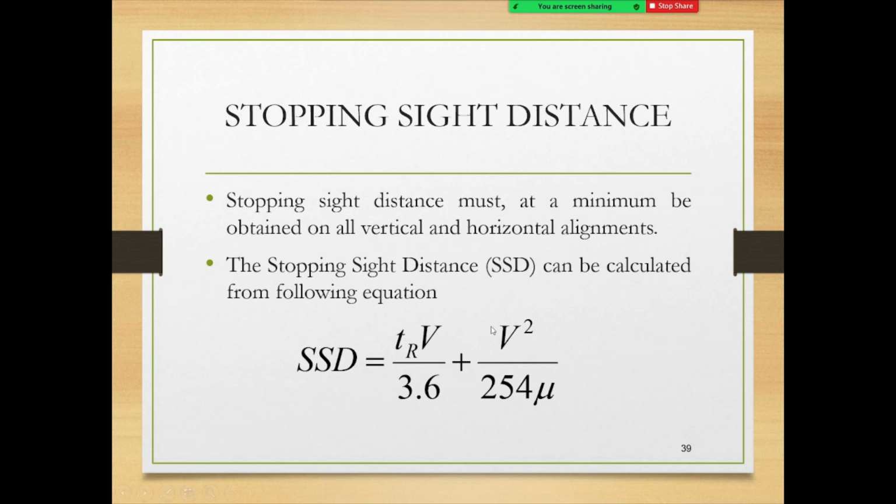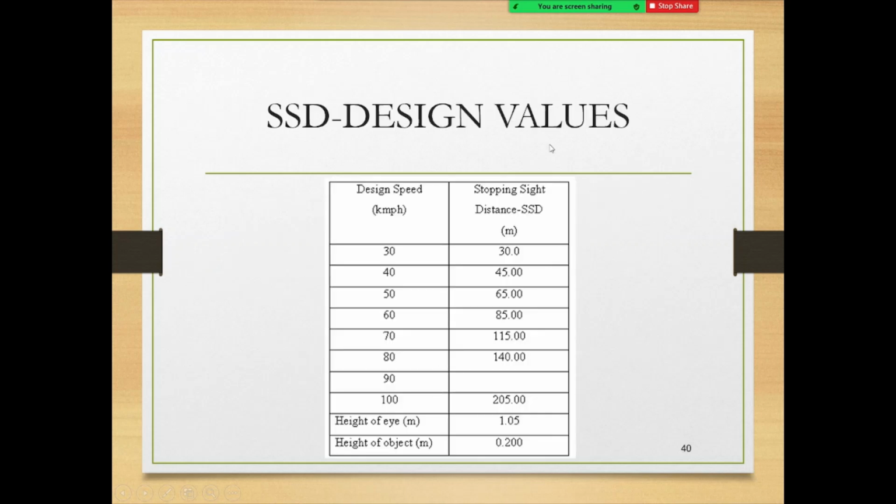Okay, so this V should be in kmph. That is why you have these constants. Finally, the SSD will come in meters. Anyway, we have calculated these things and tabulated them in our manual. So if your design speed is, say, 70, your stopping sight distance is 150. If your design speed is 50, your stopping sight distance is 65.